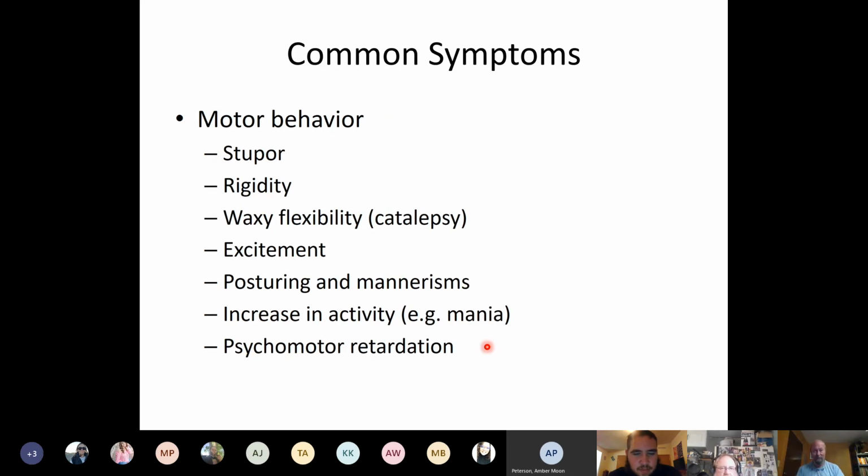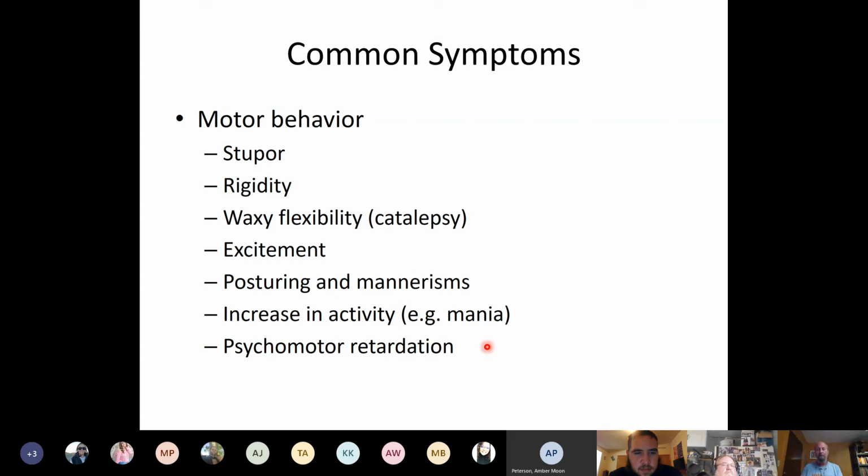Motor behavior. Let's review what we're doing. We had these psychotic symptoms, then speech symptoms, and now we're having motor symptoms, and these go across all diagnoses. They're not specific to schizophrenia, they're not specific to depression, they go across different diagnoses. So these are the things you look for.